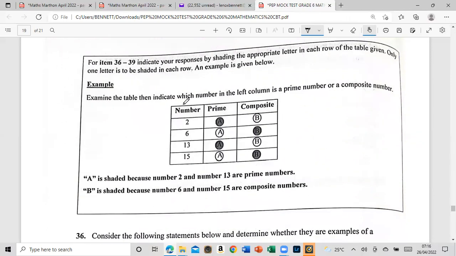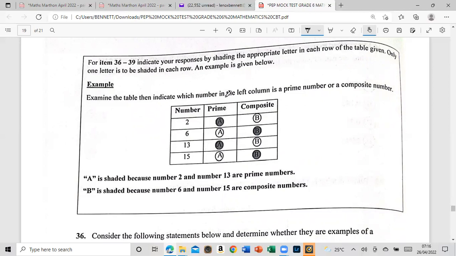All right, so look at the given example. Indicate your response by shading the appropriate letter in each row. So in each row you shade one. Only one letter is to be shaded. So you can't shade this and this. I have to choose one out of them, right? One letter is to be shaded.